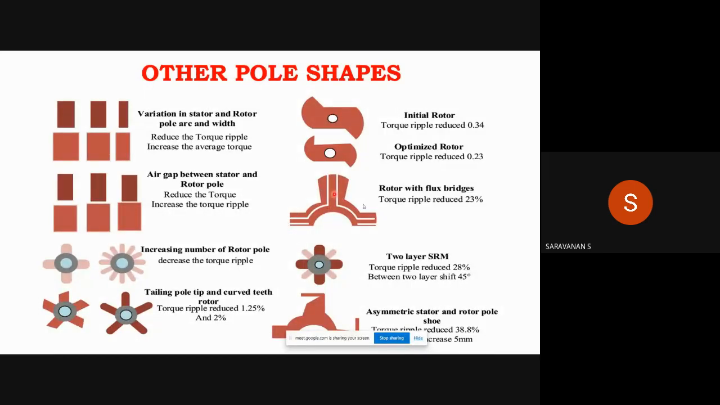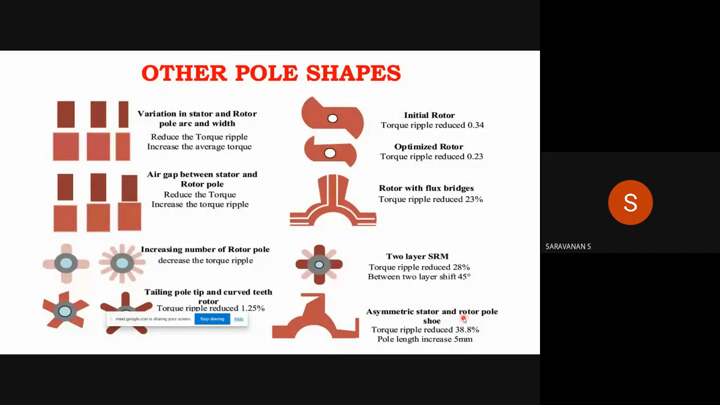Okay, so this one reduces the torque ripple by 23%. And this method, adding layers in a rotor, reduces the torque ripple by 28%. And this one is the asymmetric arrangement of stator and rotor pole. This one reduces the torque ripple by 38.8%.